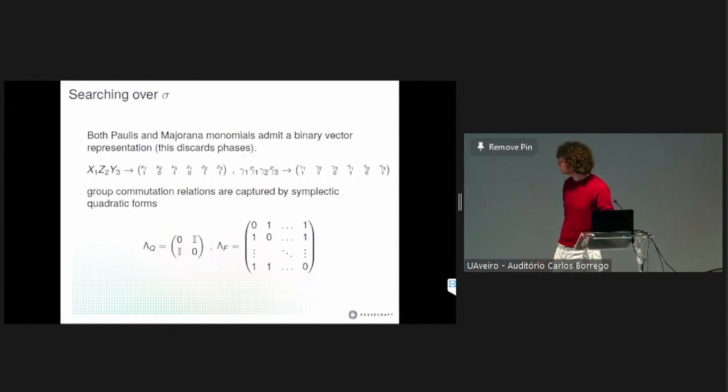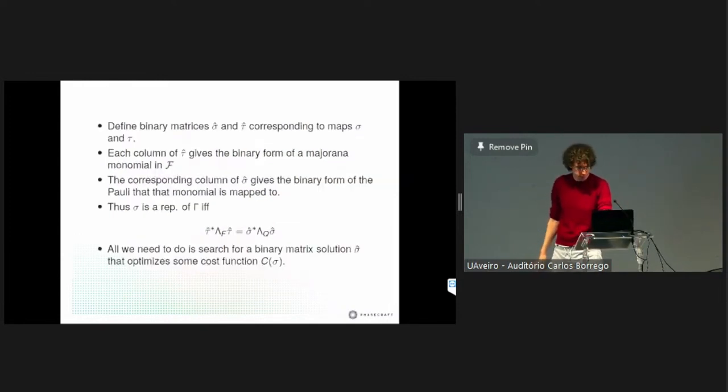Okay, so the rest of the machinery is quite straightforward. Both polys and Majorana monomials admit binary vector representations. The group commutations are captured by symplectic quadratic forms. You apply these vectors to different symplectic quadratic forms to find the group commutation relations. Then you just need to take the maps sigma and tau to the polys and to the Majoranas, and treat them as binary matrices. There's a little bit of a caveat for projective representations, but we handle it.